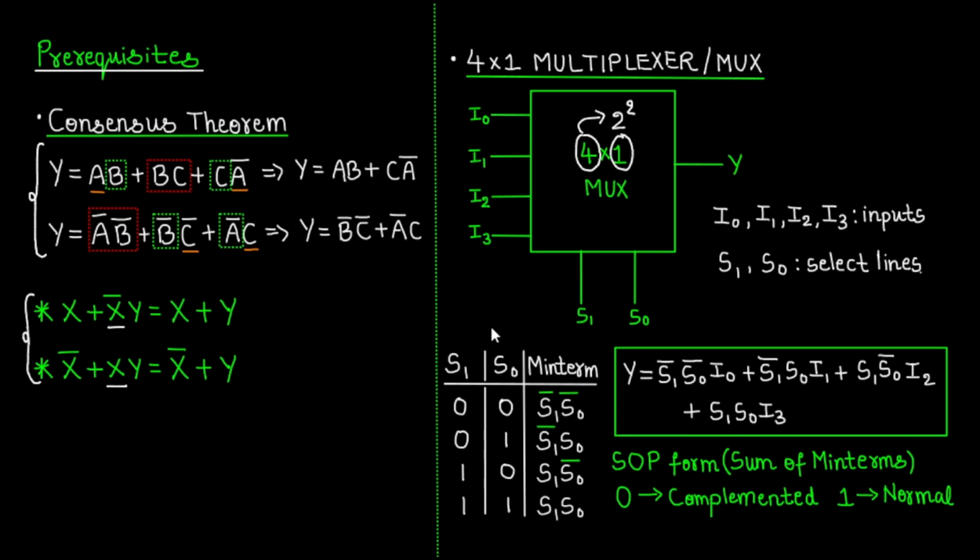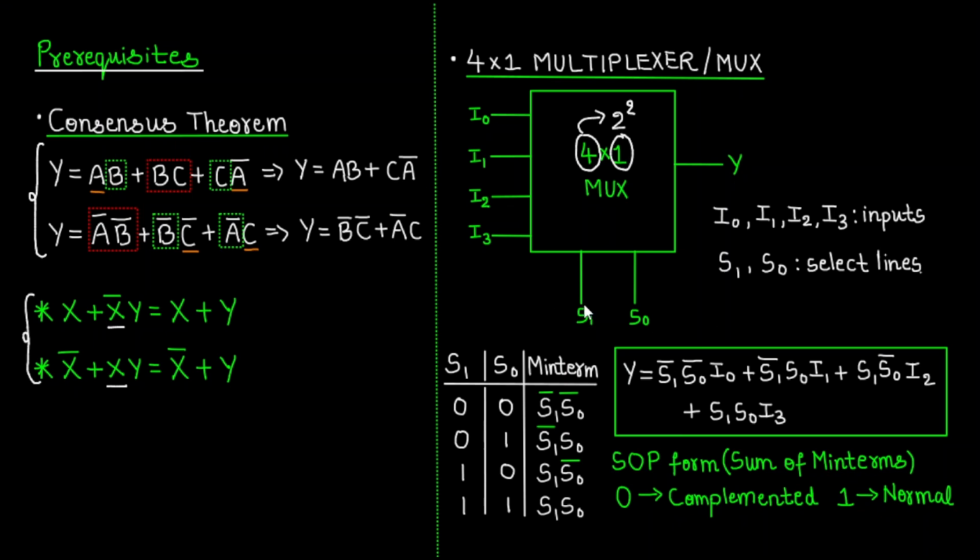So the procedure is as follows. Take the two select lines S1 and S0 and write all the two input combinations 0 0, 0 1, 1 0 and 1 1, and write the corresponding minterms. The procedure to write the minterms is as follows. Whenever you see a 0, take the complemented form of that particular literal, and whenever you see a 1, take the normal form of that particular literal.